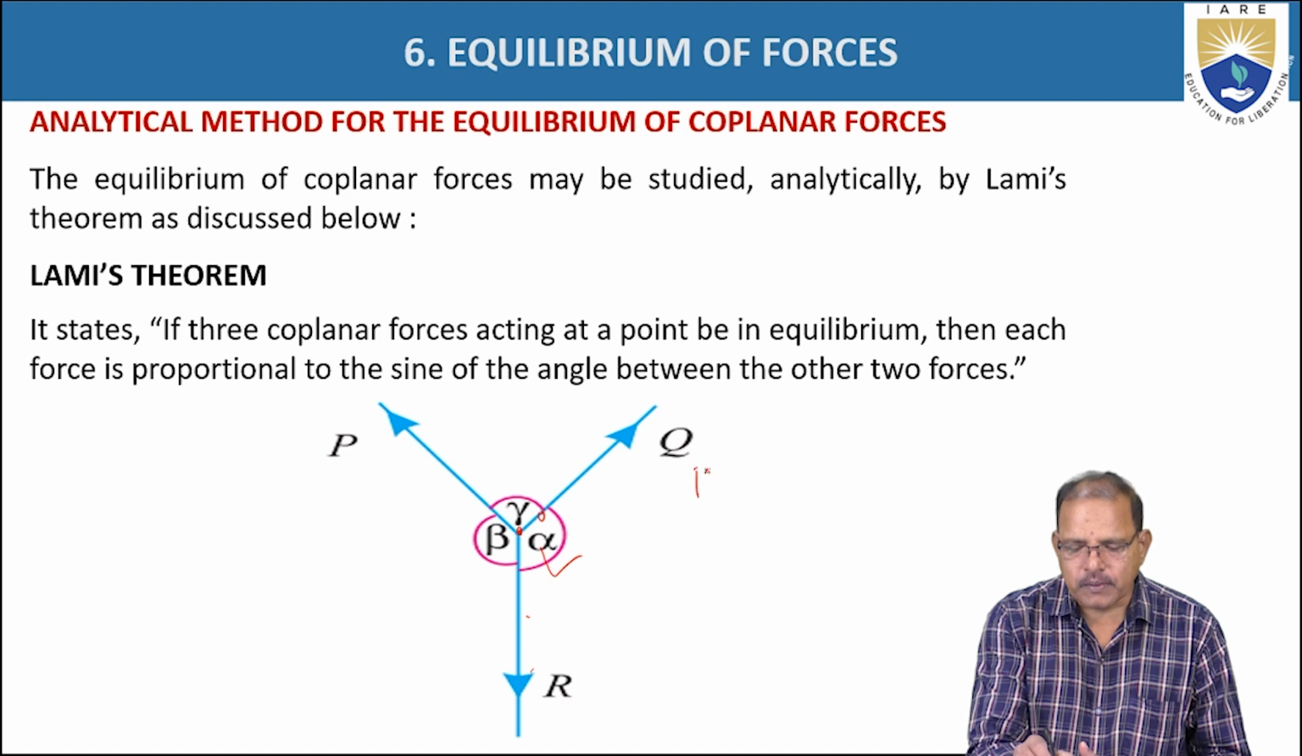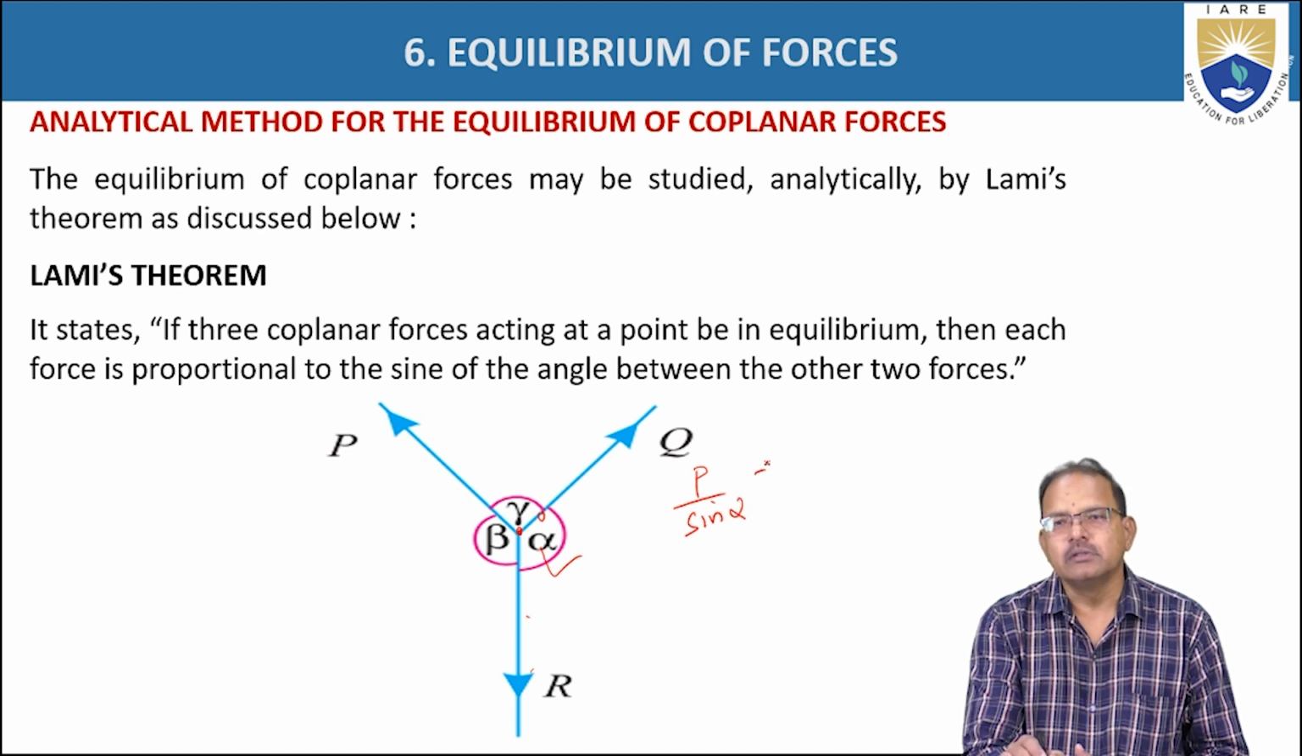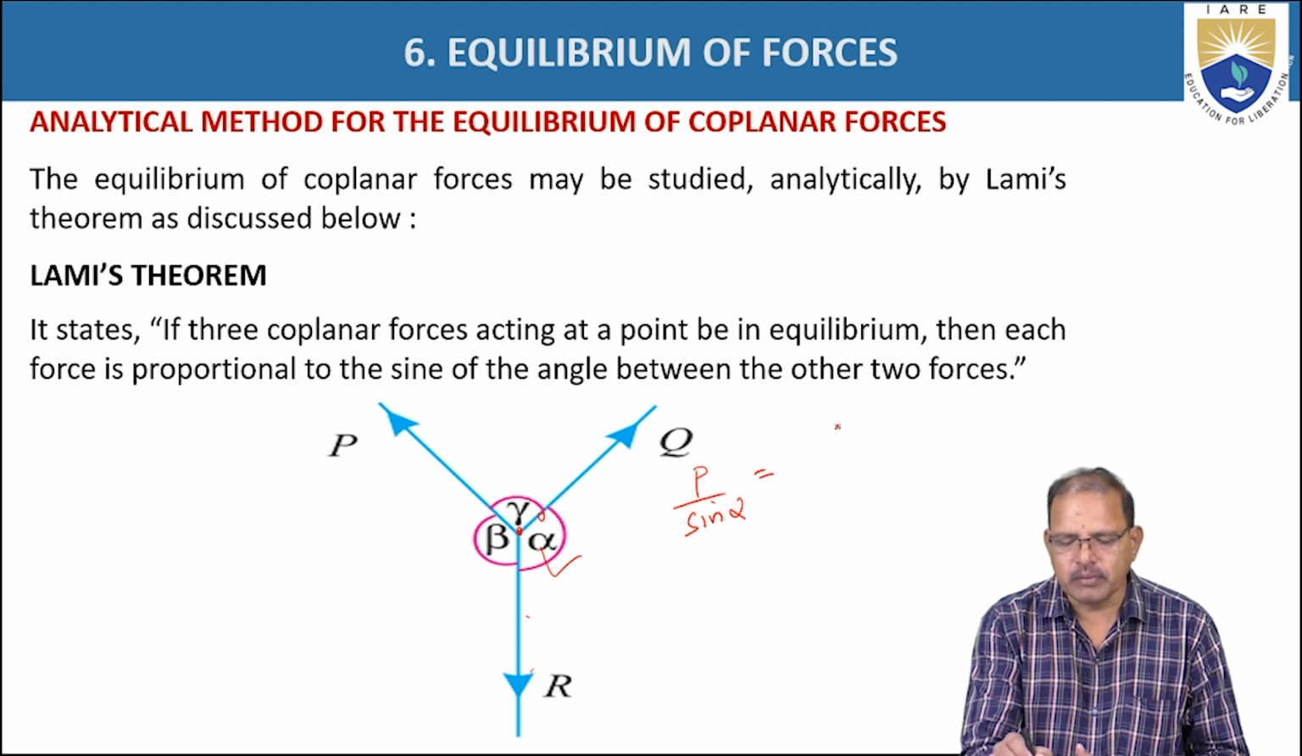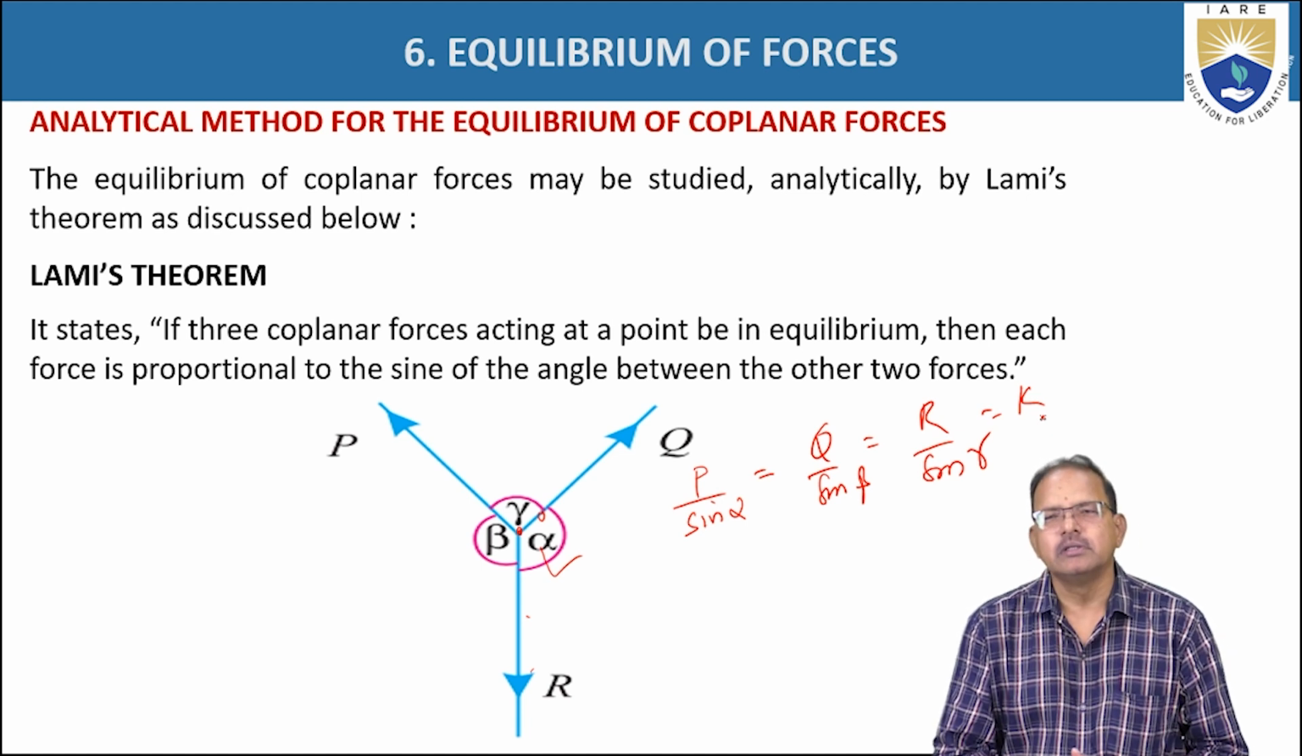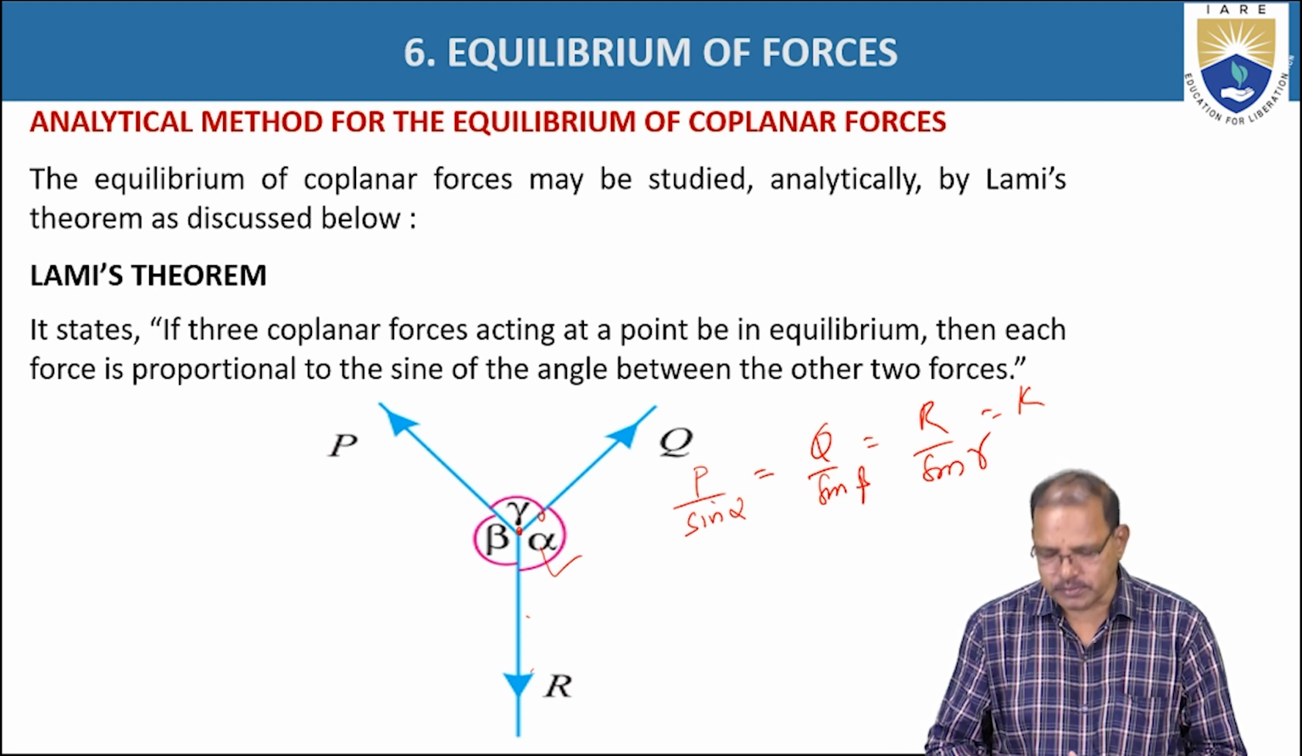each force is proportional to the sine of the angle between the other two forces. So P is proportional to sine alpha, which is a constant. It can be written as Q divided by sine beta or R divided by sine gamma, which should always be equal to the constant. That means each force is directly proportional to the sine of the angle between the other two forces. This principle is called Lami's theorem. It is only applicable when three forces are acting on the body and the body is in equilibrium.